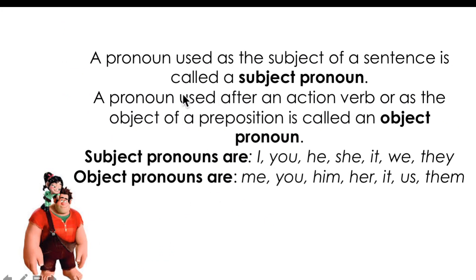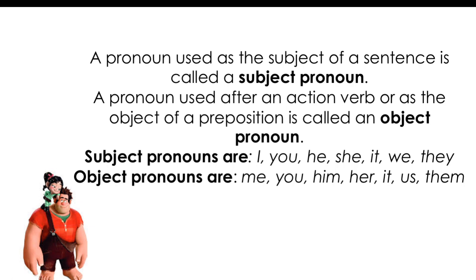Here you have one more time. A pronoun used as the subject of the sentence is a subject pronoun. Here they are: I, you, he, she, it, we, and they. And a pronoun that is used after the action verb is called an object pronoun. Here are object pronouns: me, you, him, her, it, us, and them. It's not very difficult to remember.